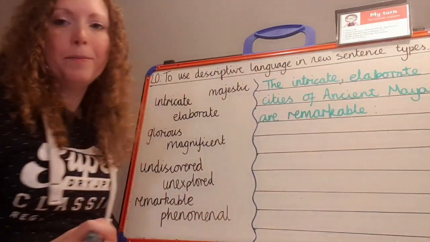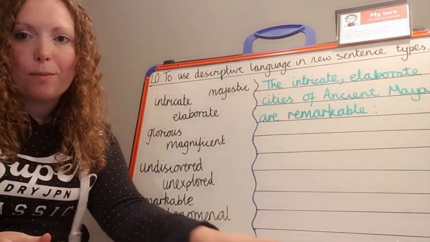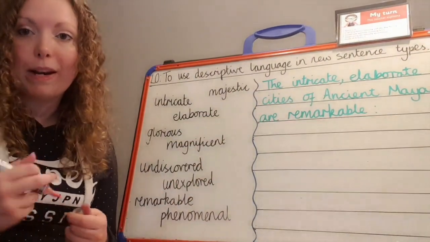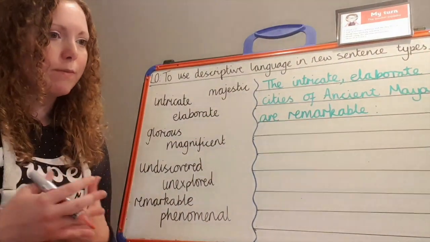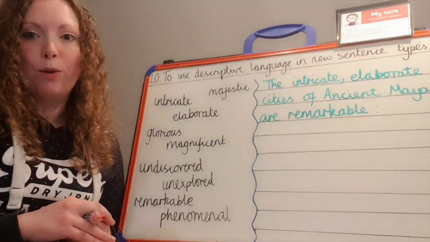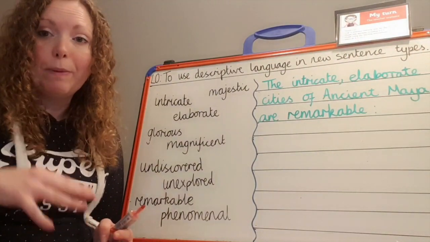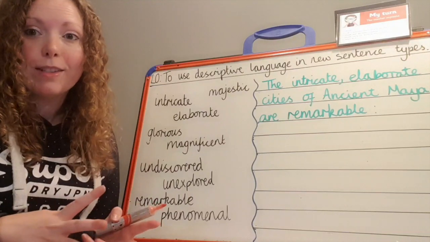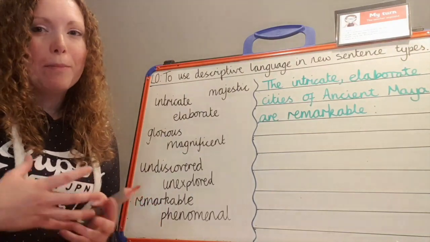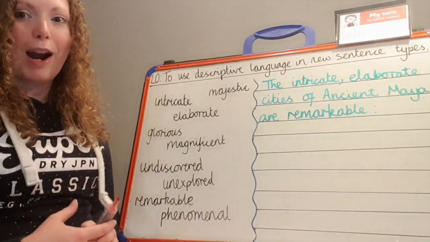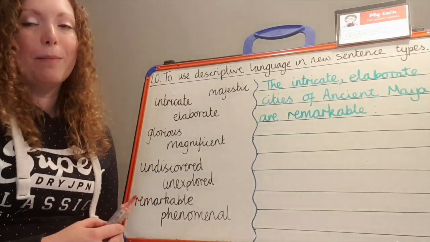I need my colon now. And then thinking to why they're remarkable. So I've done my description, now I need my detail. So what makes them remarkable? Well, I know from when I went, the temples, and you can see from the pictures, the temples stand above the canopies, the trees sometimes, they're ginormous. And I think there's something quite majestic about them. They're almost standing proud and tall, as if to say, here I am and look at me.